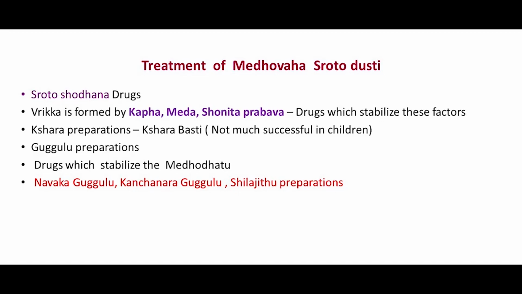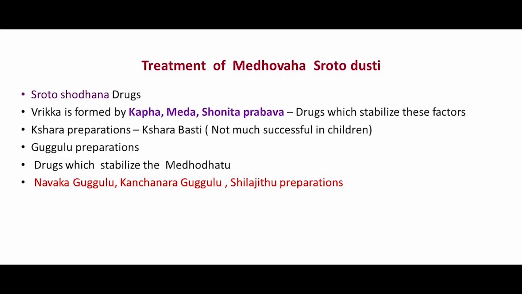For treatment of Medovaha Srotas, Kshara preparations are always good. We have tried Kshara Basti in so many patients, but it is not giving good results because of many limitations. Anyhow, to correct the Medovaha Srotas, along with the Pachana treatment, we have to go for Guggulu preparations. Guggulu is basically Medohara. So drugs which stabilize the Meda Dhatu like Navaka Guggulu, Kanchanara Guggulu, Shilajatu preparations, and many other Guggulu preparations can be given along with the previous Pachana drugs. This is the second prescription to correct the Medovaha Srotas.